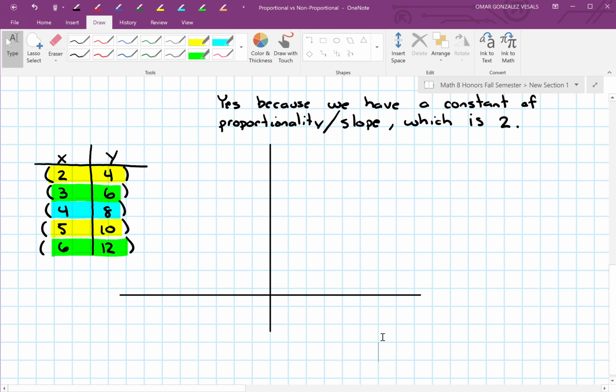Okay, so let's graph all these points. Okay, let me fix my graph. It's a little bit off. Let's move this guy there.